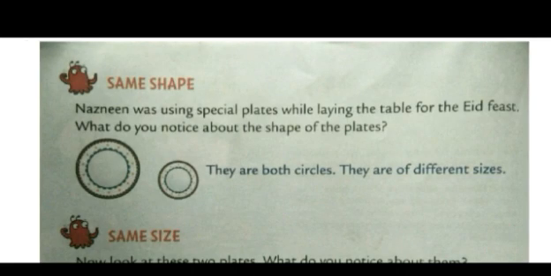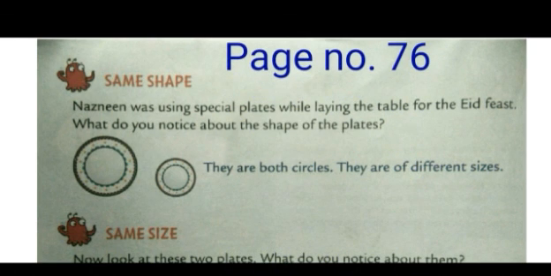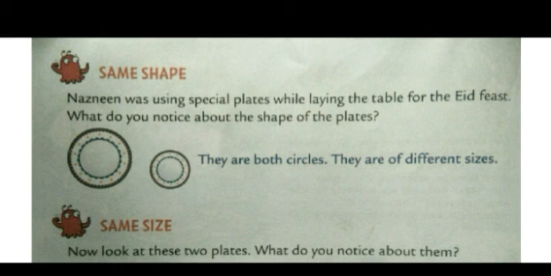Now, scholars, we move on to the next page. Page number 76. Here we will learn about the same shape and the same size. So let's begin with what is the meaning of same shape. Nazneen was using special plates while laying the table for the Eid feast. What do you notice about the shape of the plates? Just see both the plates. They both are circle.